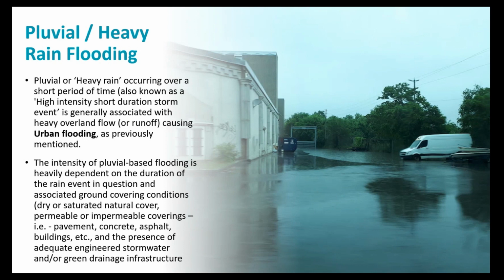Are they permeable or impermeable coverings, i.e. meaning pavement, concrete, asphalt, other impermeable buildings, etc., and the presence of adequate engineered stormwater and or green drainage infrastructure. Here in the image above, this shows ponding on a commercial property due to heavy rainfall near Black Creek, near Alliance Avenue and Rockcliffe Boulevard during a major heavy rain flooding event.